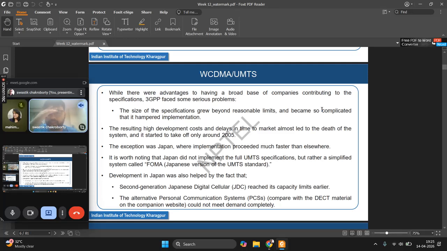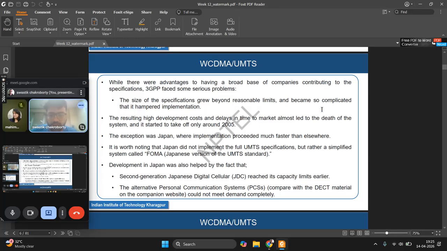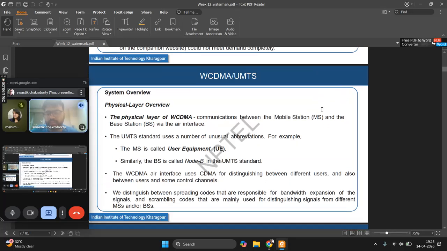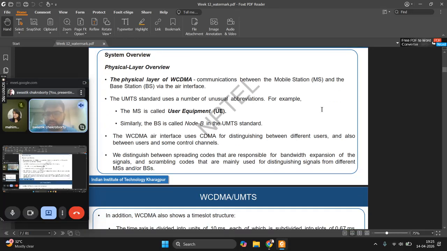While these were advantages of having a broad base of companies contributing to the specification, 3GPP faced some serious problems: the size of the specification became large and complicated. Anyways, that is the history of CDMA. Now let's go to the technicalities.